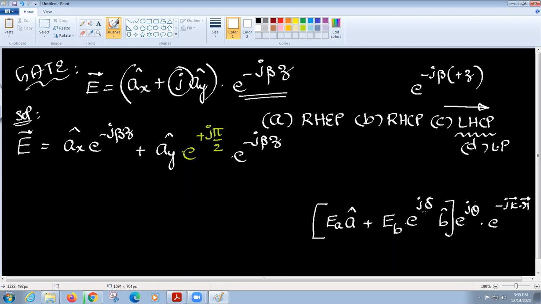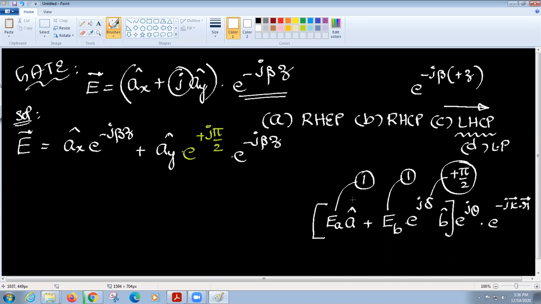All right, so now what is delta here? In this case, what is delta meant? So I have E_A equal to 1 and also E_B equal to 1 and delta equal to positive 90. So delta equal to positive 90.